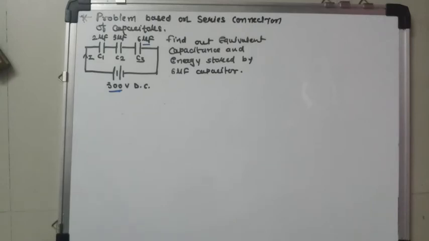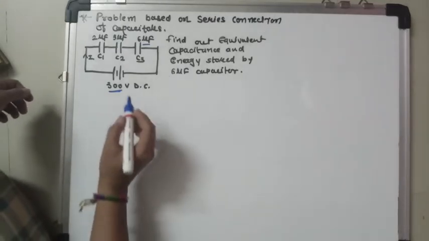Today we are going to solve one problem based on the series connection of capacitors. Now what is the series connection? Series connection means end to end connection. And what is the formula of the equivalent capacitance when capacitors are connected in series? The equivalent capacitance formula will be like this: if the capacitors are connected in series, then the reciprocal of the equivalent capacitance is equal to the algebraic sum of the reciprocals of the capacitance of each capacitor connected in series.